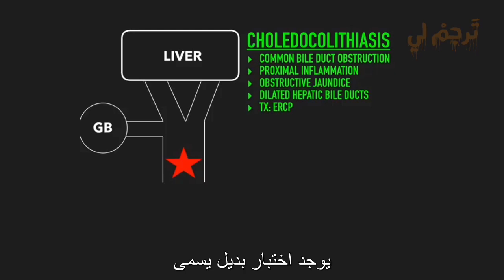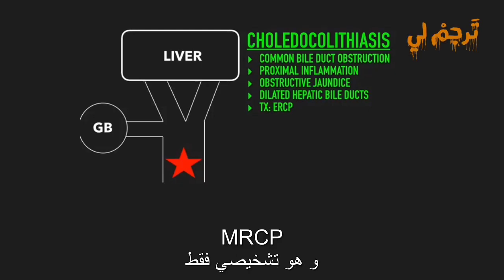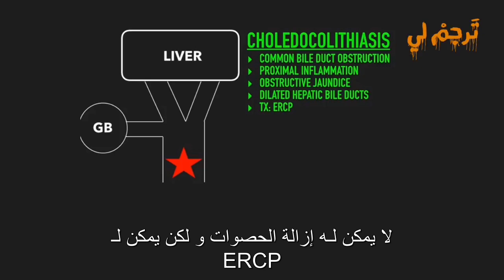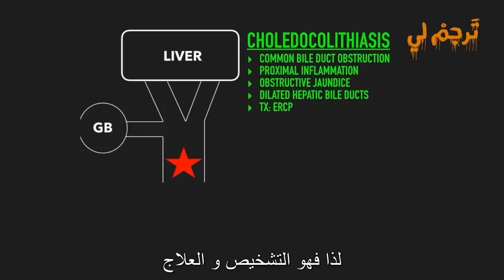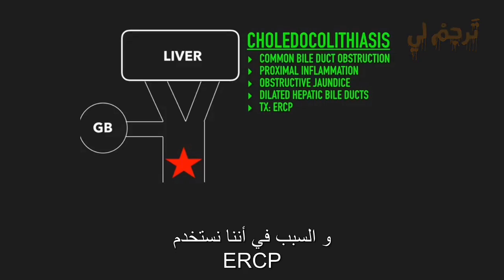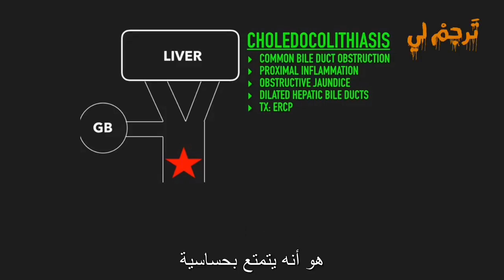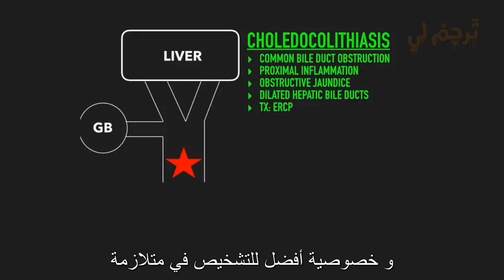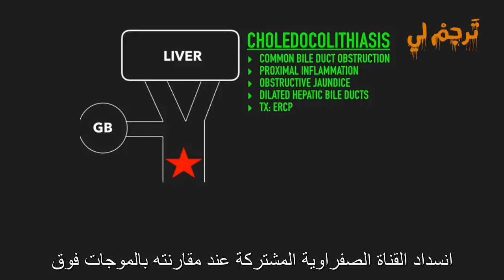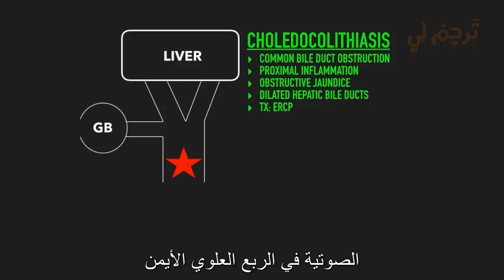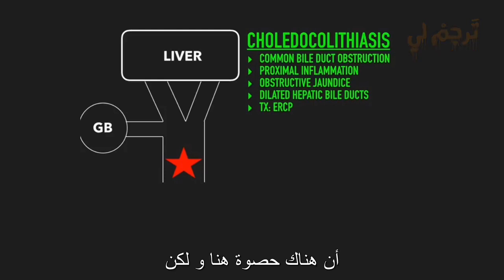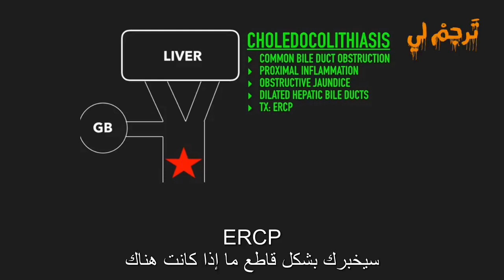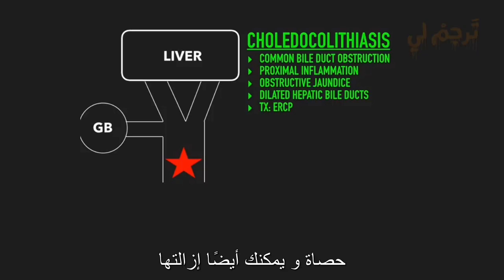And that's important because there's an alternative test called an MRCP, and that's only diagnostic. The MRCP cannot remove stones, but the ERCP can. So that's what the treatment is here. It's both the diagnosis and the treatment. The reason that we use ERCP is just that it has better sensitivity and specificity for diagnosing choledocholithiasis when compared to a right upper quadrant ultrasound. A right upper quadrant ultrasound may still show you that there's a stone here, but the ERCP will definitively tell you if there is a stone, and also you can remove it.